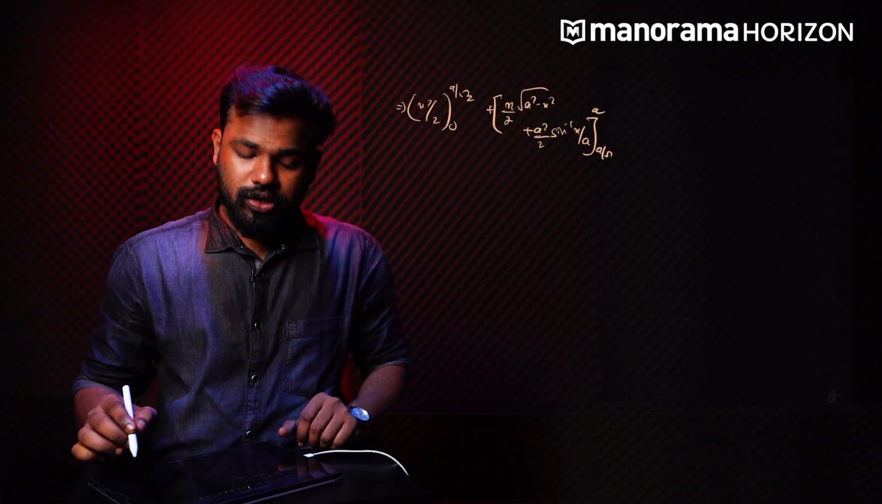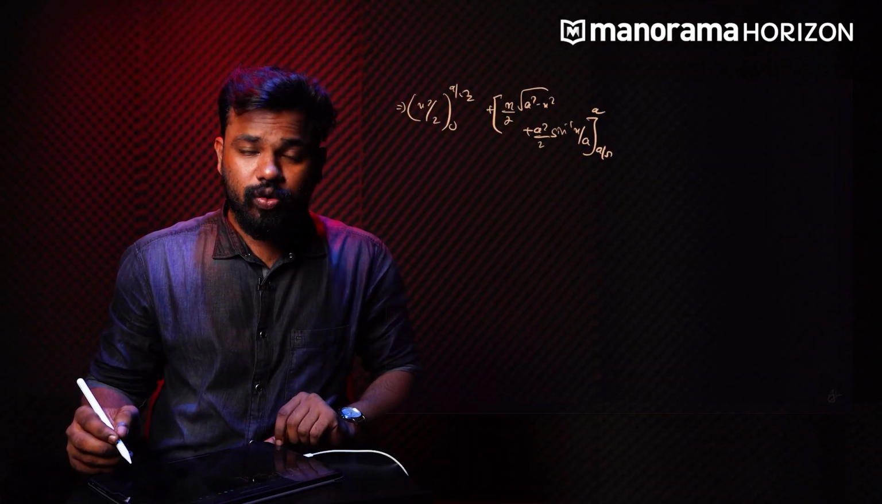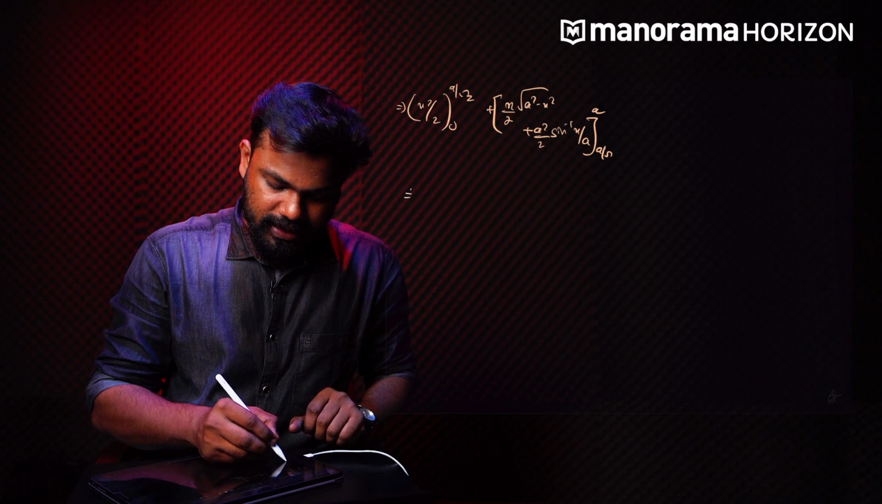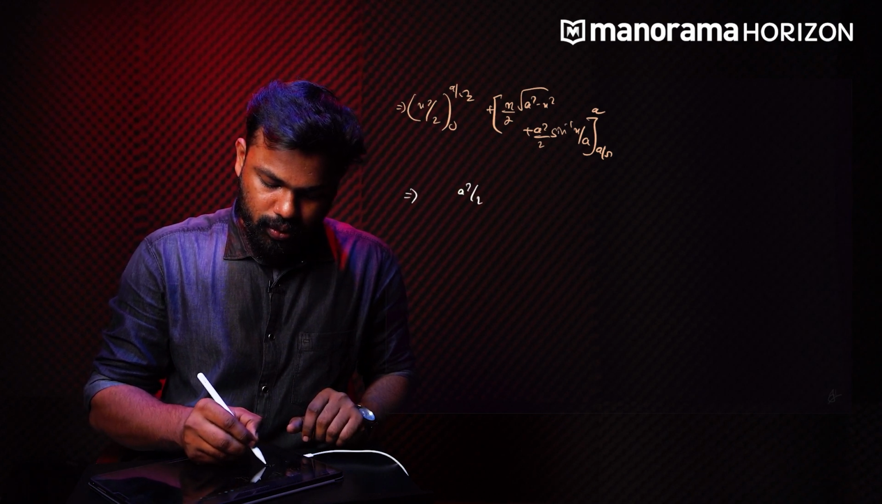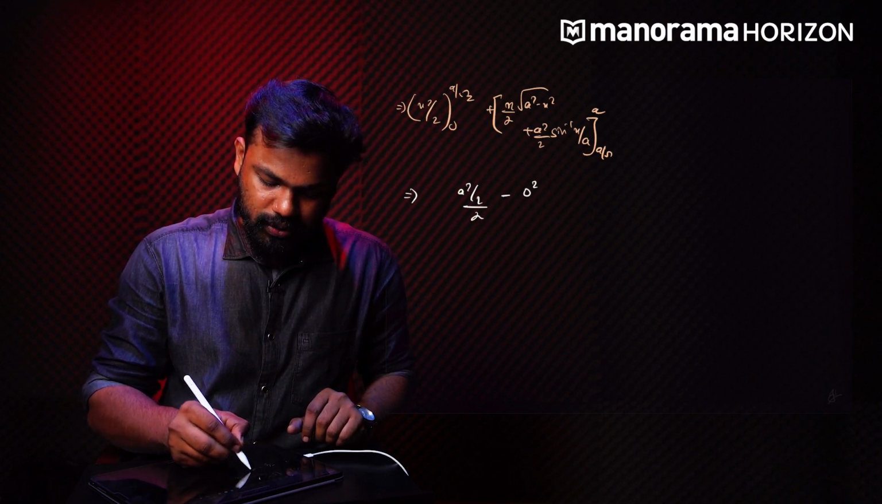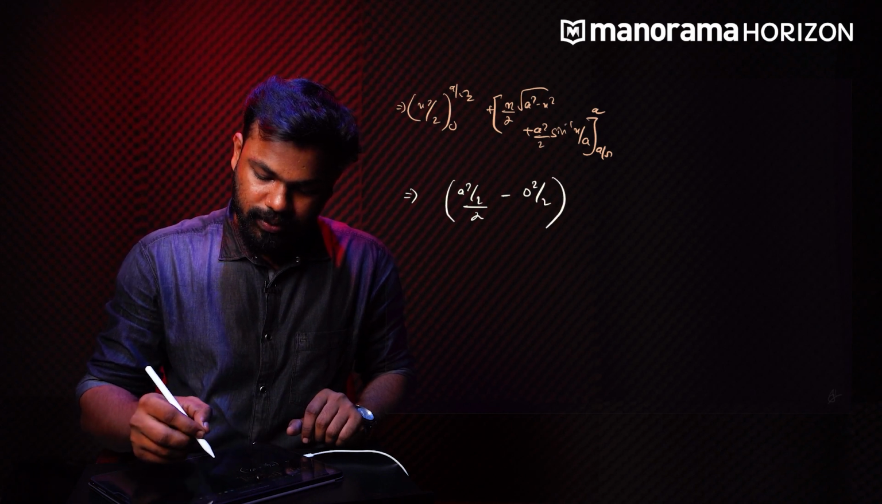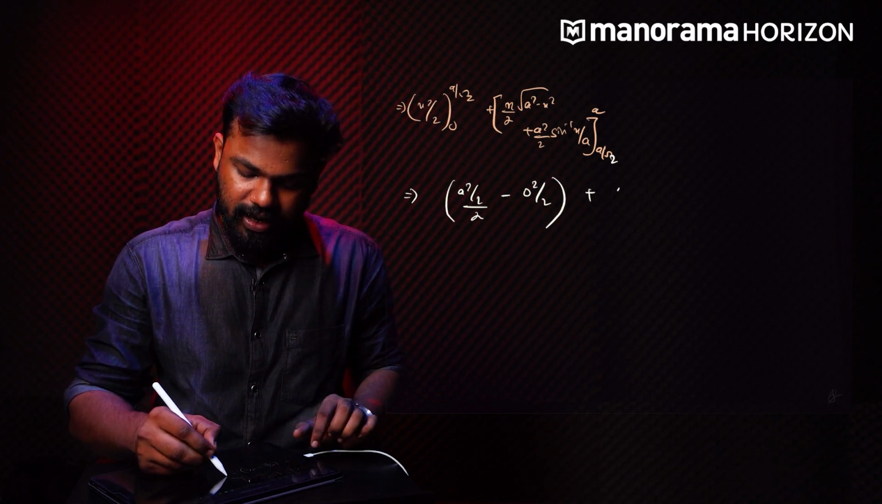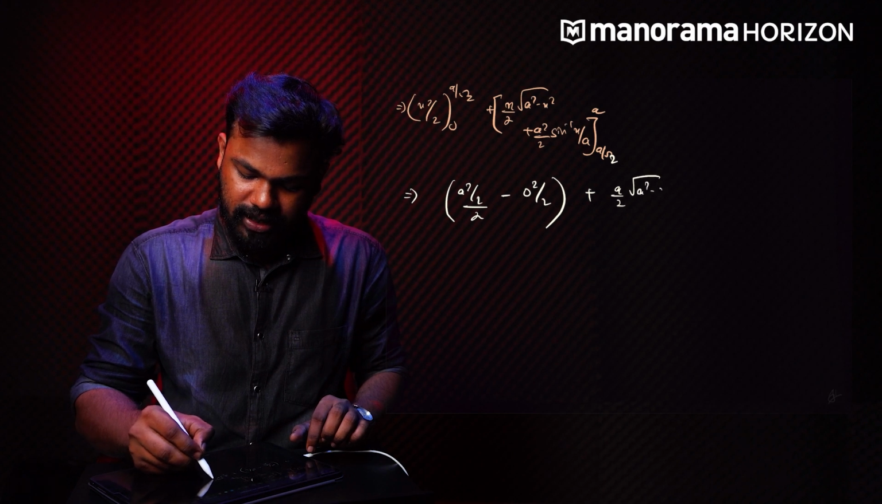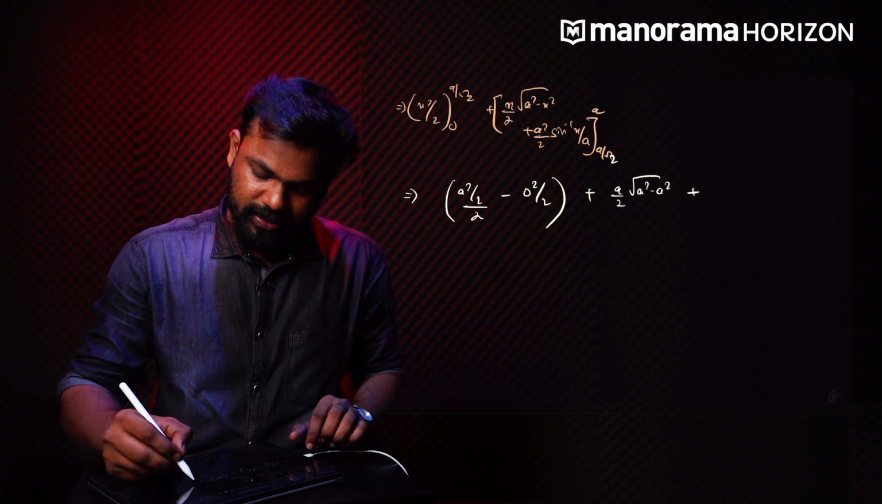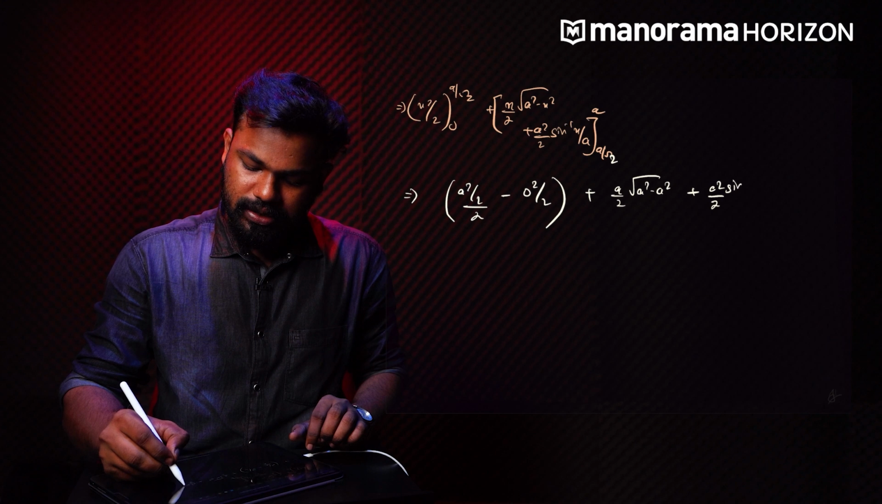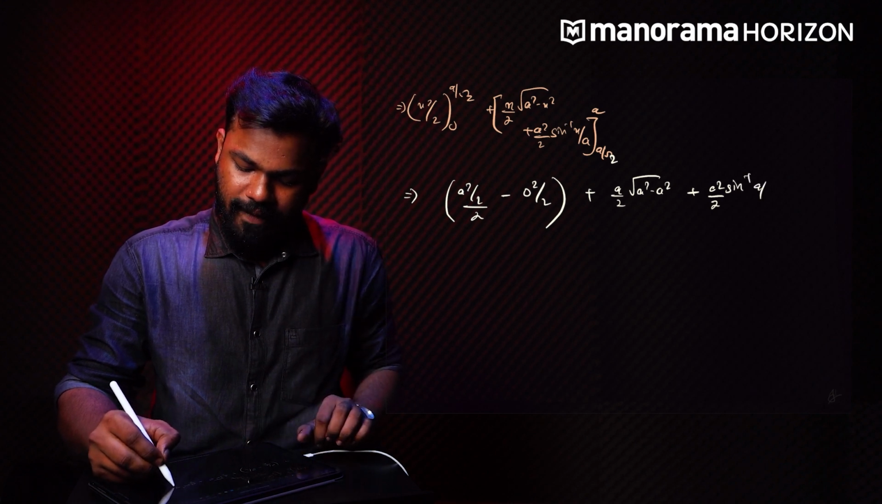A. So when you apply the limit, that is x square by 2 from 0 to a by root 2, I will be getting that as a square by 2 minus 0 square by 2. Yes, that is the first one. Plus when I apply a here, I will be getting a by 2 root of a square minus a square plus a square by 2 sine inverse a by a.